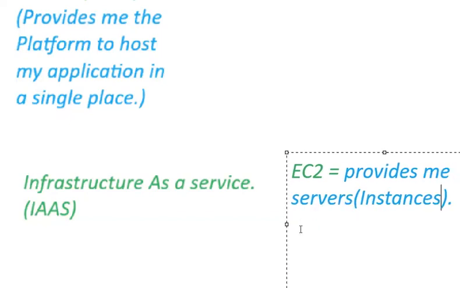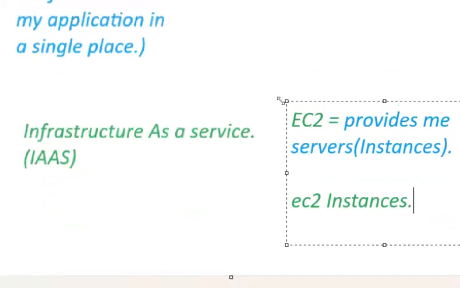Okay, I understood that. So now let us say I am creating an instance by using EC2. So after creating the instance, what do we call these instances, sir? We call these instances EC2 instances. So now you are getting an idea of what is EC2 and what is an instance. What do we call our server in AWS? That is nothing but an instance.